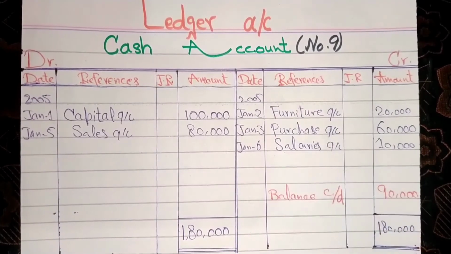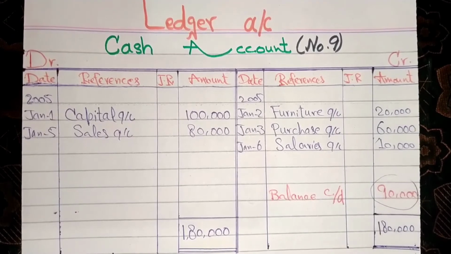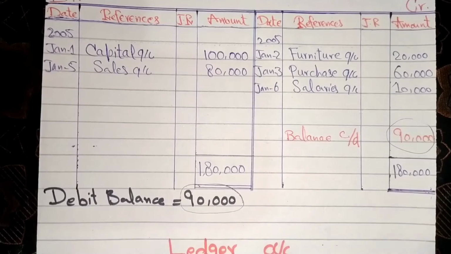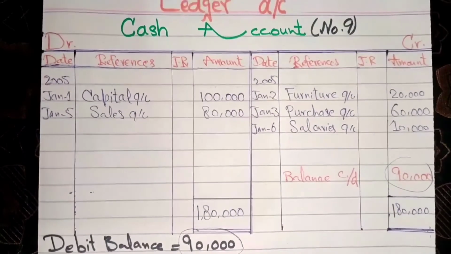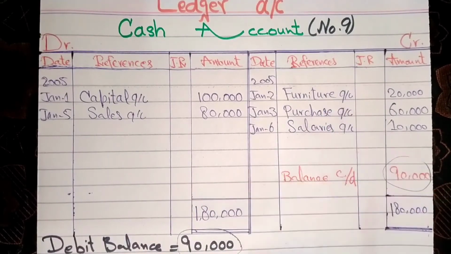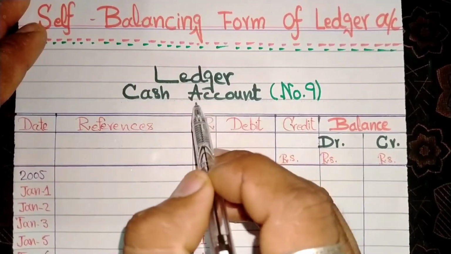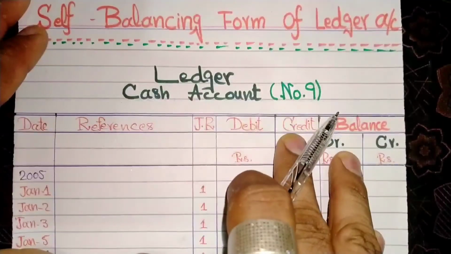Are you okay? And we have a debit balance of this account, which is 90,000 rupees. Okay, this account is shifted by us into the next form, which is the self-balancing form. In this way you can see. So the cash account in the previous illustration is prepared now in this form.